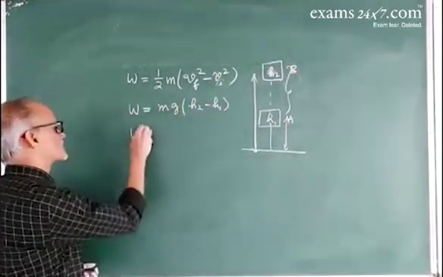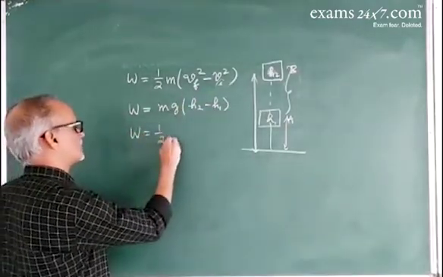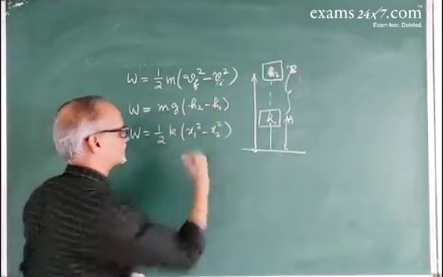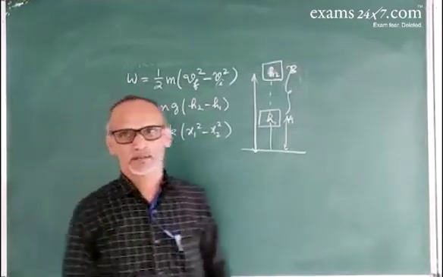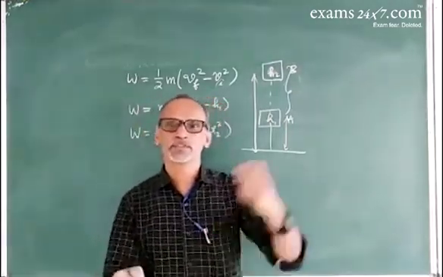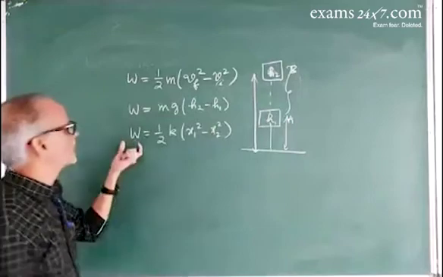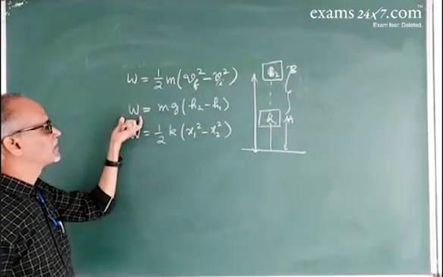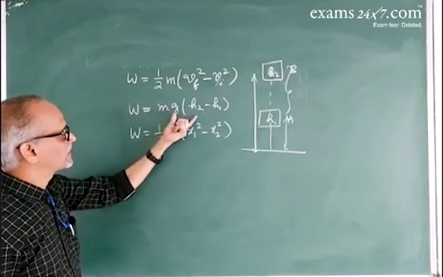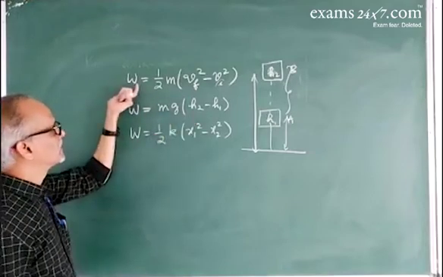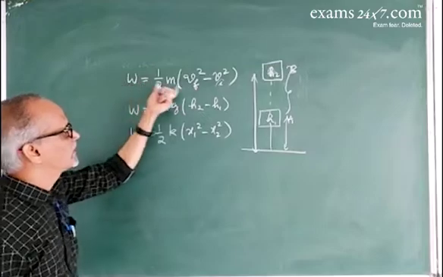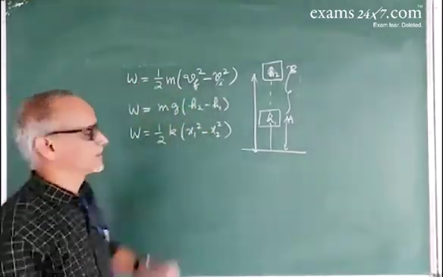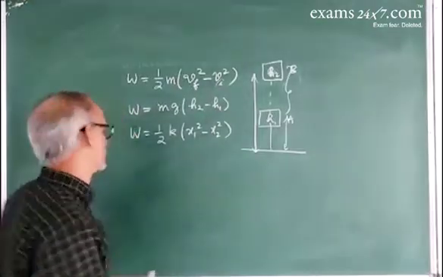We can even use W is equal to half k x1 square minus x2 square. What is the work done in stretching the spring from one position to a new position? So work done is equal to change in elastic potential energy. Work done is equal to change in gravitational potential energy. Work done is equal to change in kinetic energy. So for any form of energy, this work energy theorem holds good.